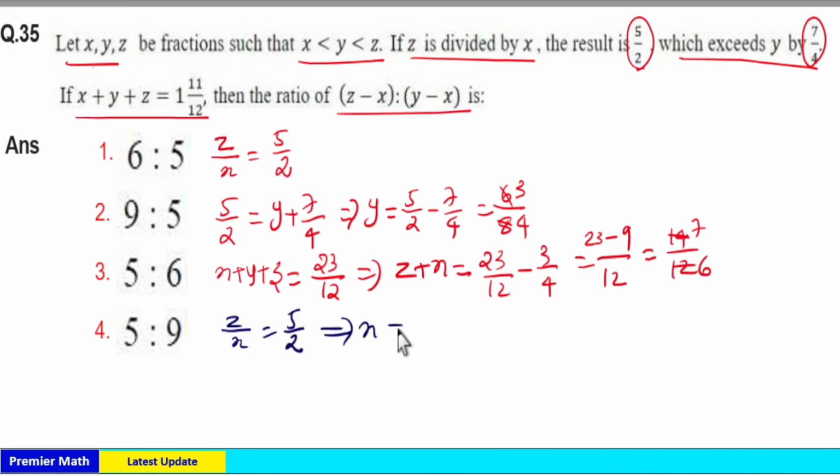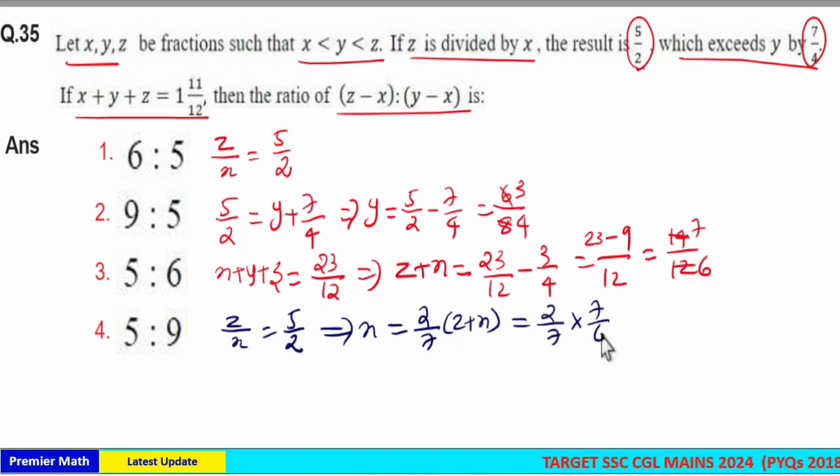Then x is 2 part out of total 7 part. So 2 by 7 of total z plus x is x, which means 2 by 7 of z plus x is 7 by 6. So this will become 1 by 3. x is 1 by 3.